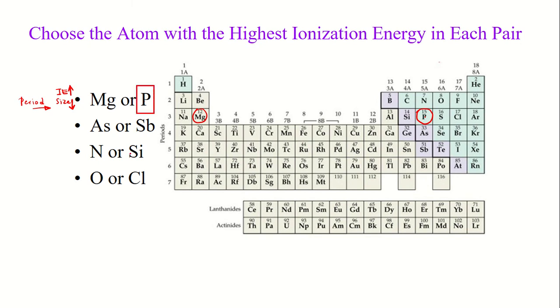Non-metals. How about these two? Let me remove this and I say this one and this one. Elements in one group. Down a group, size increases or ionization energy decreases. Ionization energy decreases, so this one is going to have the higher ionization energy.